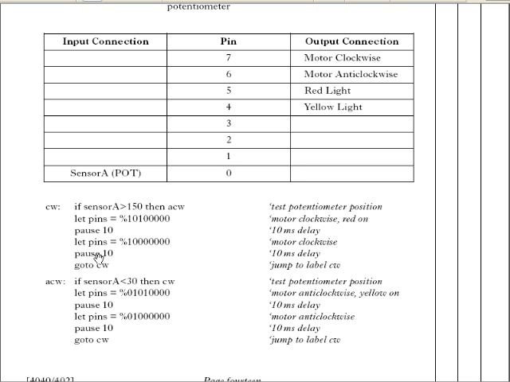The code here is saying motor clockwise, red on, 10 millisecond delay. Again, motor clockwise, but now the red's off, so it's making the red flash as it goes around. Another 10 millisecond delay, and it's jumping to label clockwise. So it jumps around to itself until sensor A is greater than 150. Then it comes and does the anti-clockwise one, which makes the yellow one go on and off whilst rotating anti-clockwise.